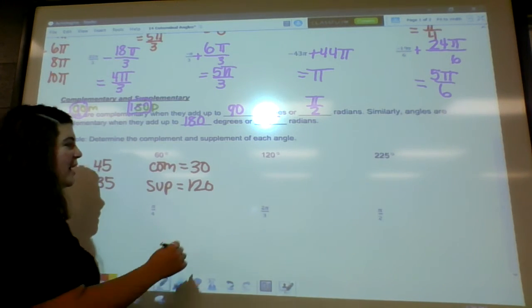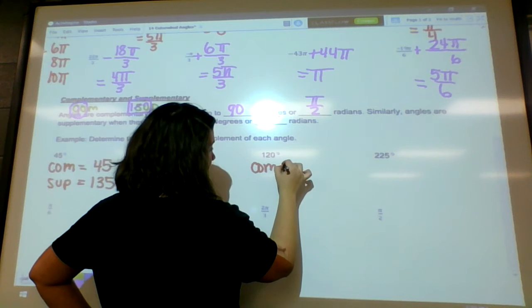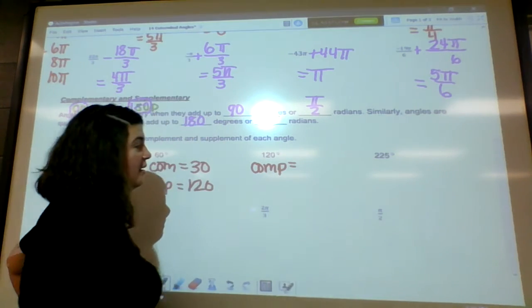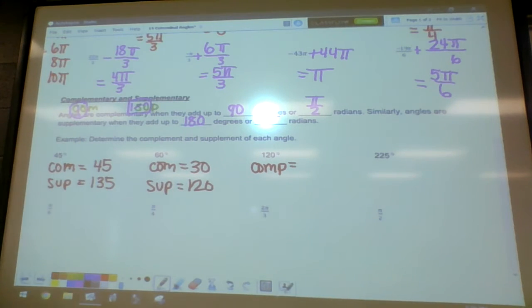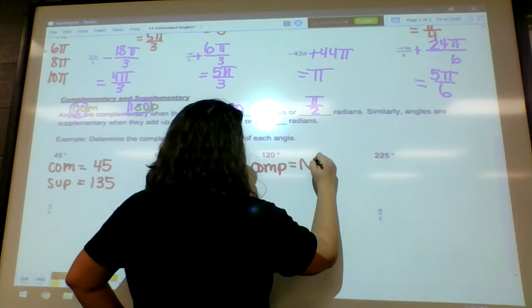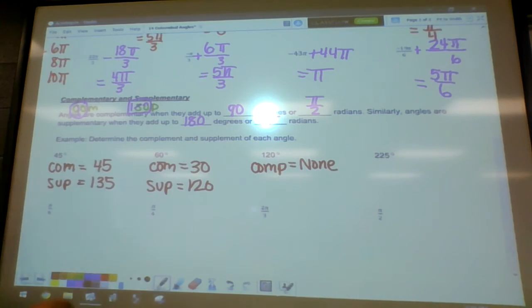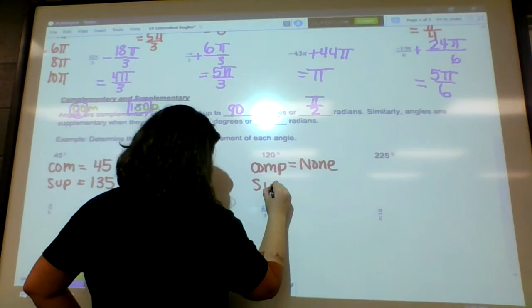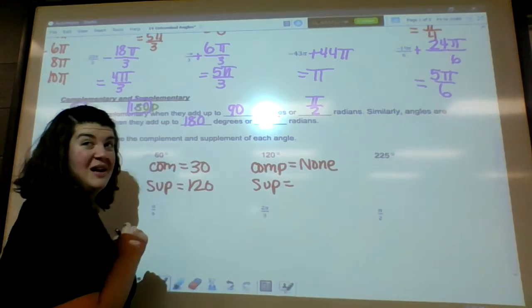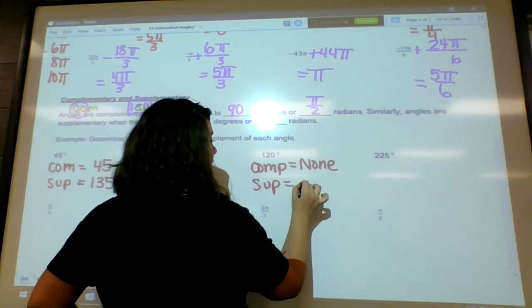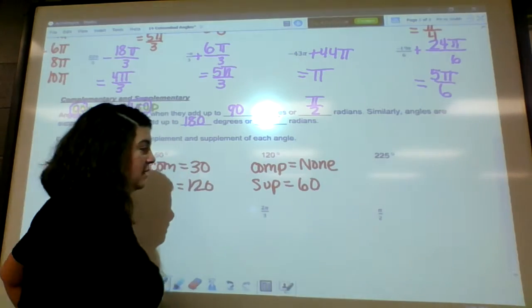All right, complementary to 120. Wait, negative 30? Complementary would technically be negative 30, or you can go ahead and say that there's no complementary angles, because if you add a negative 30, technically you're subtracting, right? So I'm okay if you say negative 30, but I'm also okay if you say none, because it's too big. But just because it doesn't have a complementary angle does not mean that it doesn't have a supplementary angle, right? Supplementary would be 60.